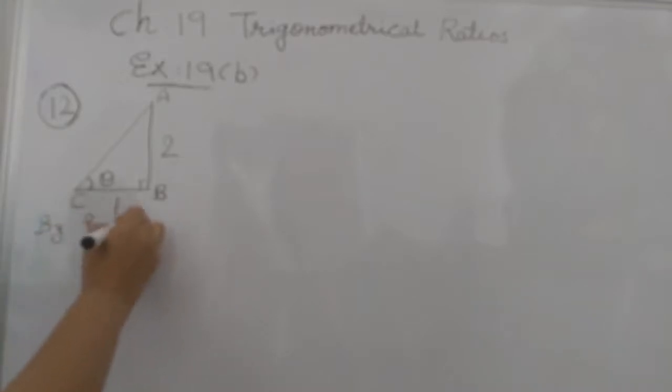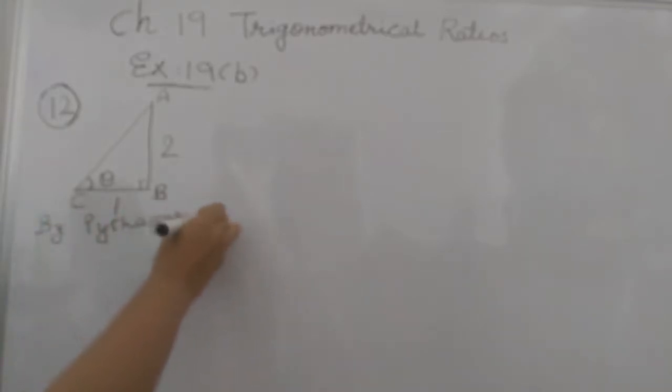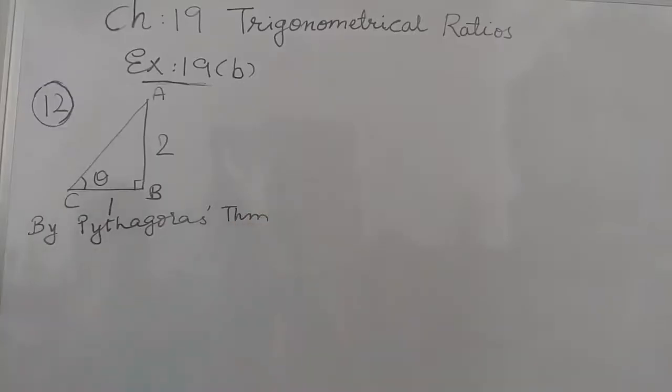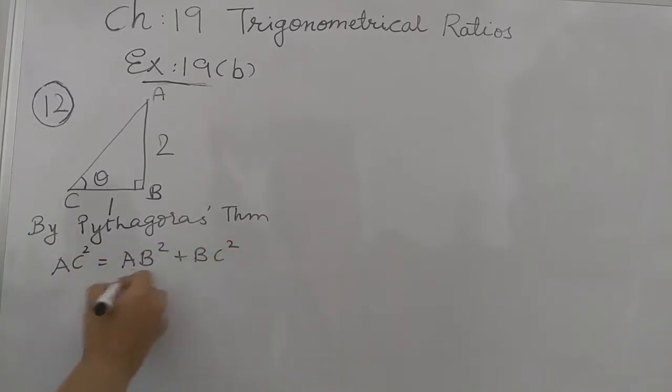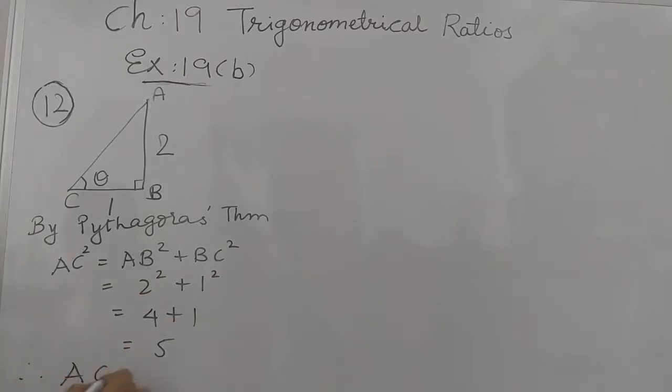By the Pythagoras theorem, I would like to find the hypotenuse first. So for that, AC square is equal to AB square plus BC square. So here 2 square plus 1 square, 4 plus 1, that is 5. So here I get, by taking square root, the AC value root 5 units. Okay, now we will write our sine and tan ratios using these values.